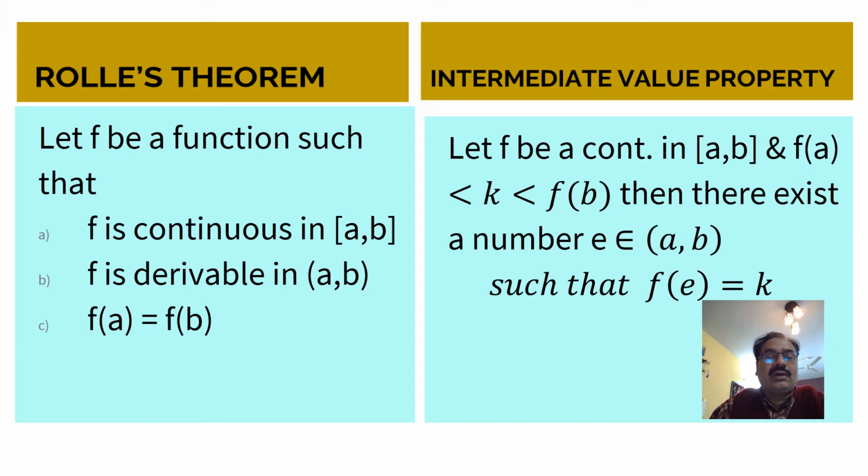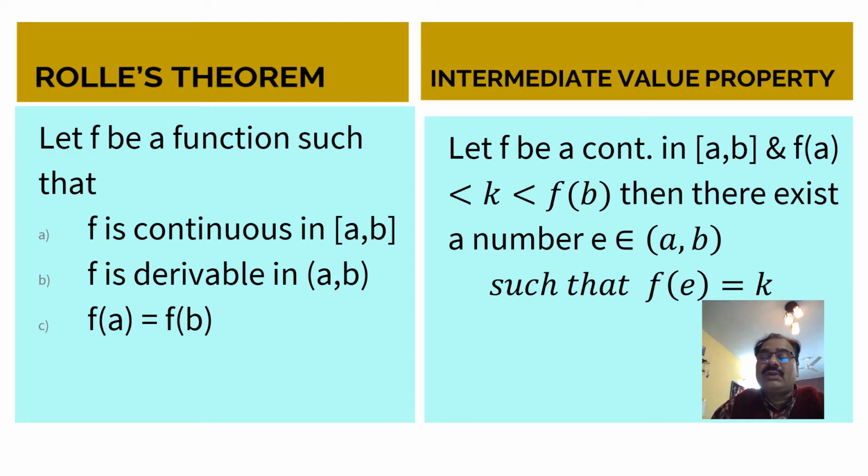So let us look at the statements of these theorems, which are very important for this discussion. Rolle's theorem: let f be a function such that f is continuous in the closed interval [a, b] and differentiable in the open interval (a, b), and f(a) is equal to f(b). So f is continuous, it is derivable, and the value at a is equal to the value at b. This is the statement of Rolle's theorem.